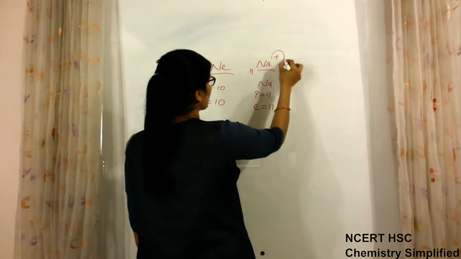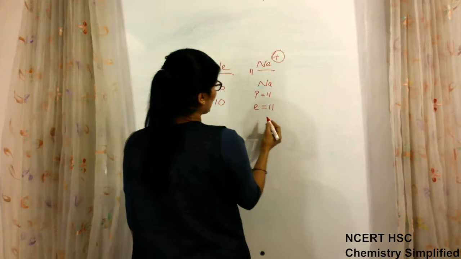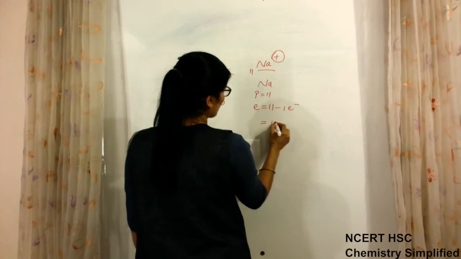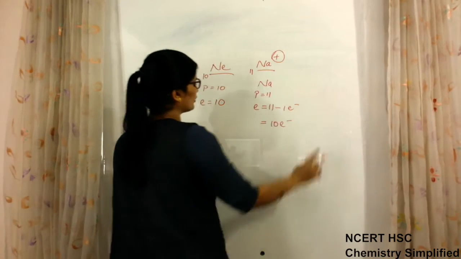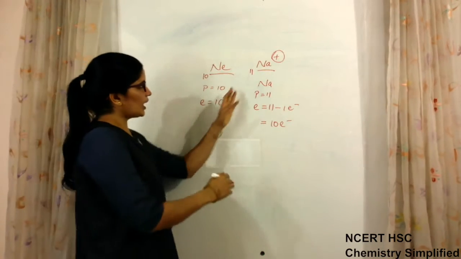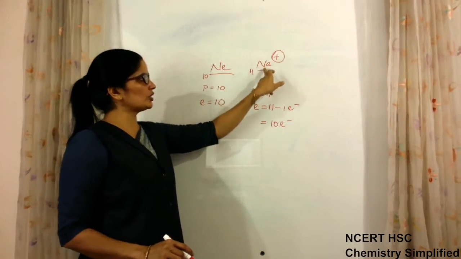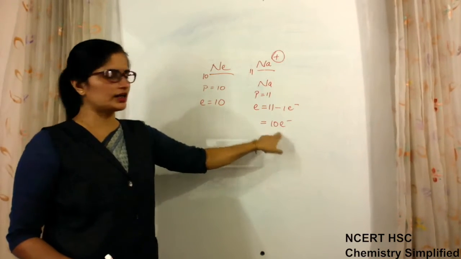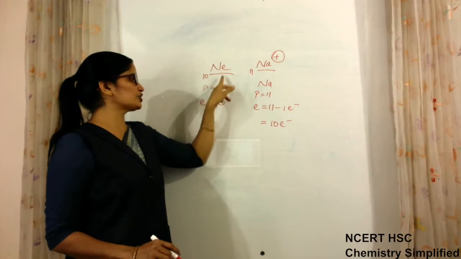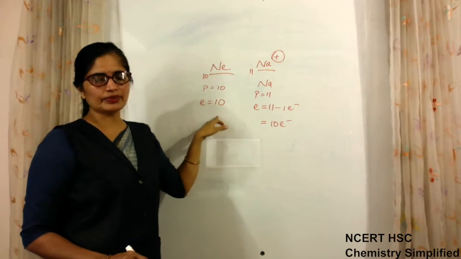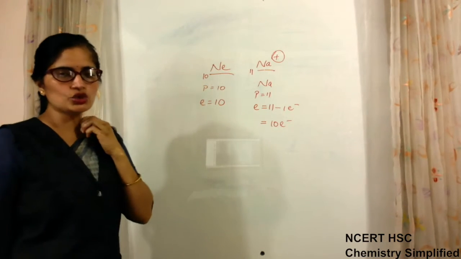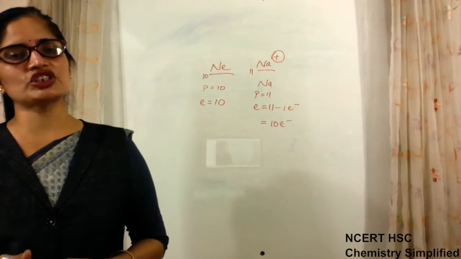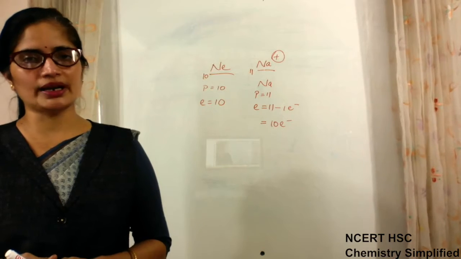Now, when it forms Na1 positive, that time what happens? One electron is lost. So now the electron number becomes 10 in Na1 positive. So after removal of one electron, Na becomes Na1 positive and its number of electrons becomes 10. And already in case of neon, the number of electrons is 10. So these are isoelectronic species. Okay. So all such species which have the same number of electrons will be isoelectronic.